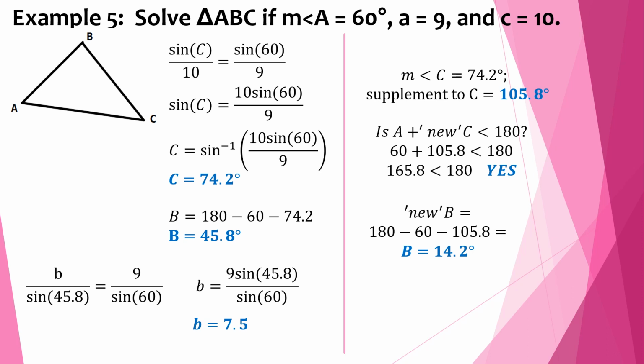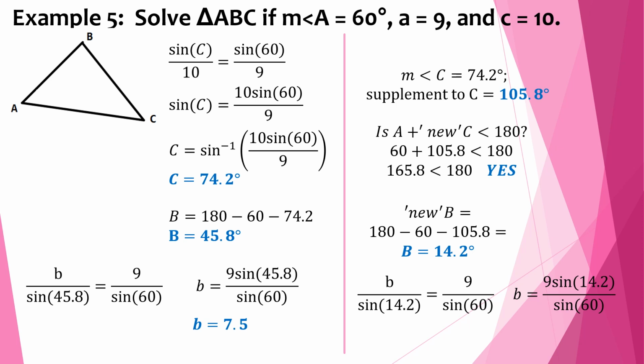All right, so the new angle C is 105.8. The new angle B is 14.2 degrees, and we can, in fact, solve for side B now. So B over sine of 14.2 equals 9 over sine of 60. Again, always go back to those given values. Keep your stuff as precise as possible. Cross multiply, and in your calculator type in the ratio 9 sine of 14.2 divided by sine of 60 to determine the length of side B of our second triangle is 2.5.